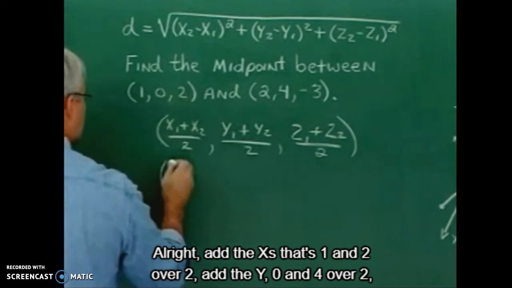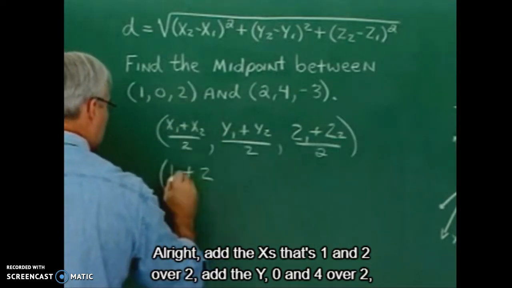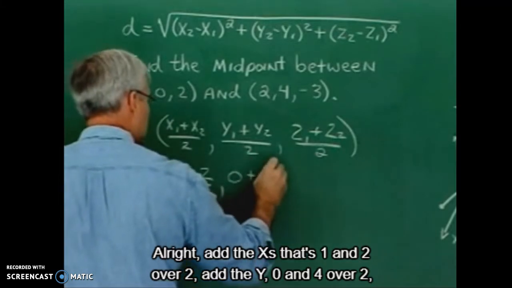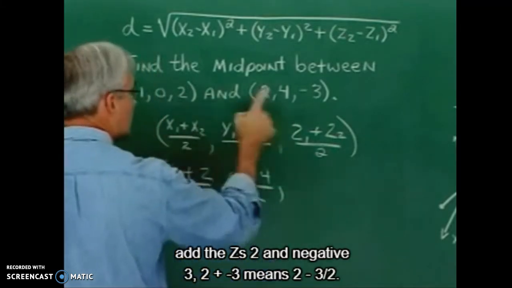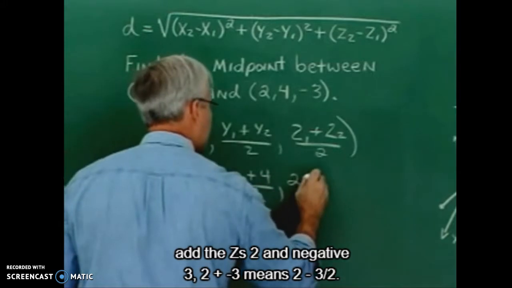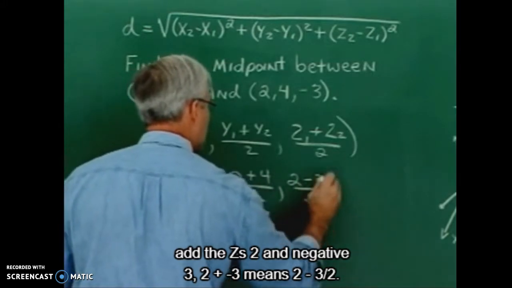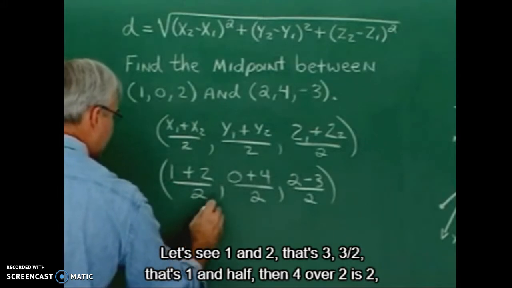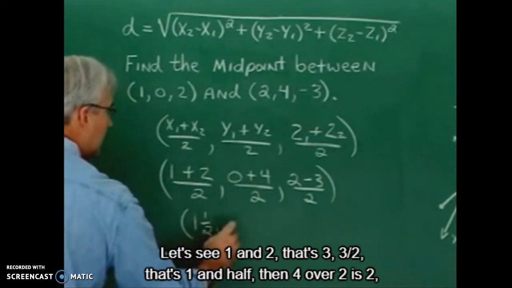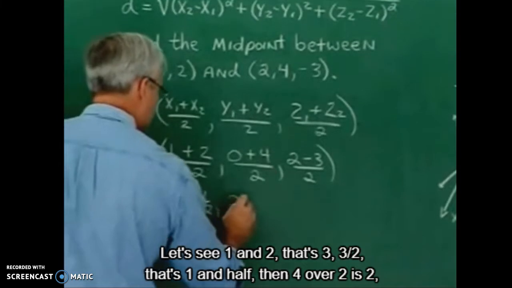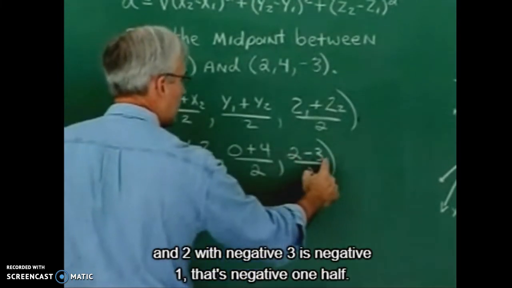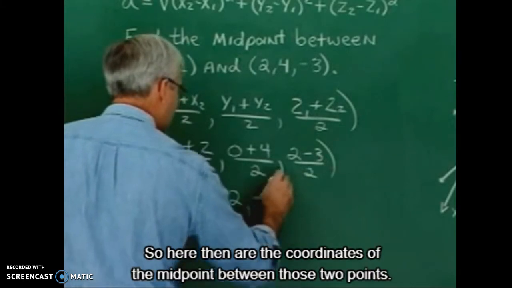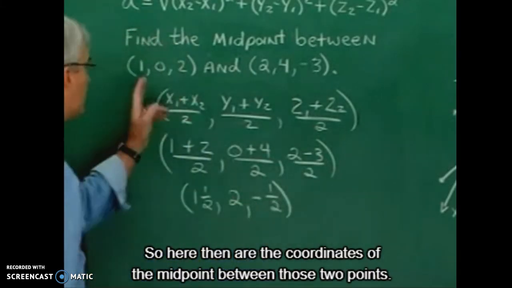All right, add the x's, that's 1 and 2 over 2. Add the y's, 0 and 4 over 2. Add the z's, 2 and negative 3. 2 plus negative 3 means 2 minus 3 over 2. Let's see, 1 and 2, that's 3. 3 over 2, that's 1.5. Then 4 over 2 is 2. And 2 with negative 3 is negative 1. That's negative 1/2. So here then are the coordinates of the midpoint between those 2 points.